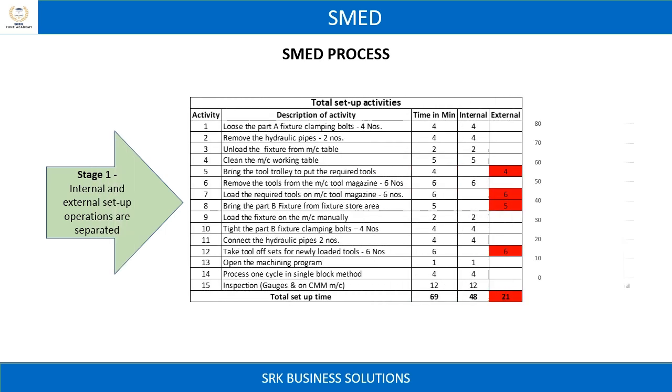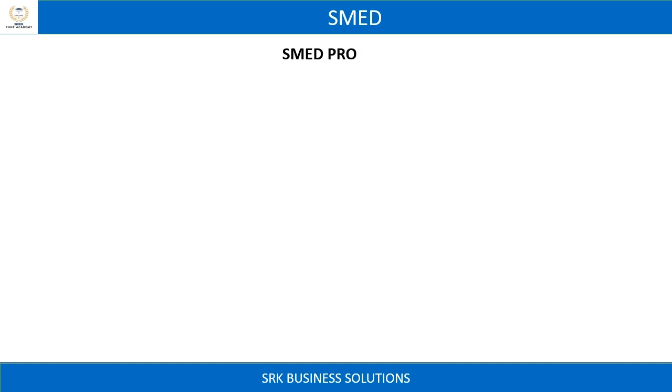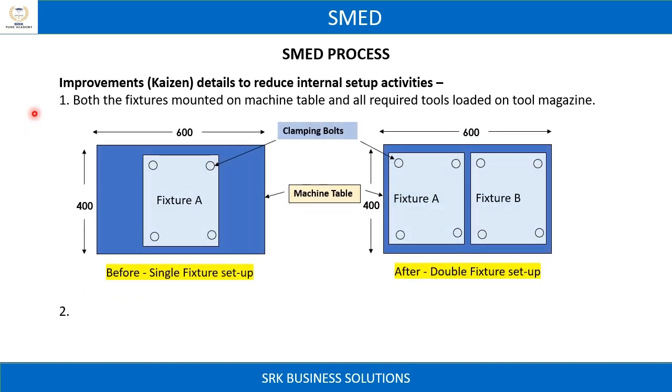In this stage, internal and external setup operations are separated. Activities that can be completed while the equipment is running are separated. Now the total setup time of 69 minutes is separated into categories: internal setup time, which is 48 minutes, and external setup time, 21 minutes. Now we have to focus on internal setup time reduction to achieve our target of single-digit minutes.